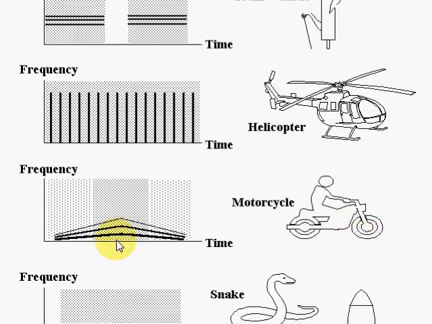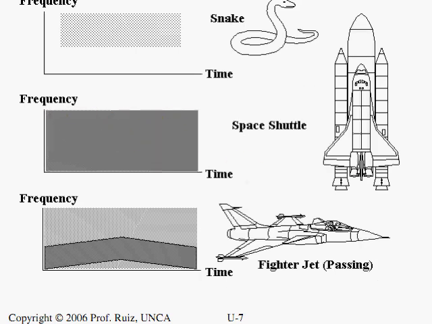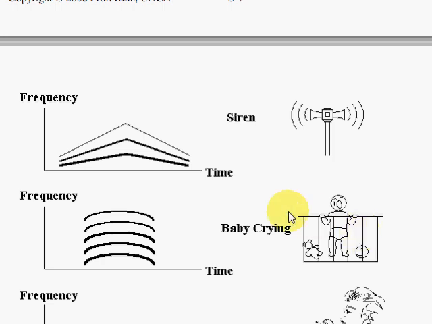Here we have a motorcycle, and the noise in the background. Here you have the snake. For the space shuttle, you blast your ears, you have everything. A fighter jet.